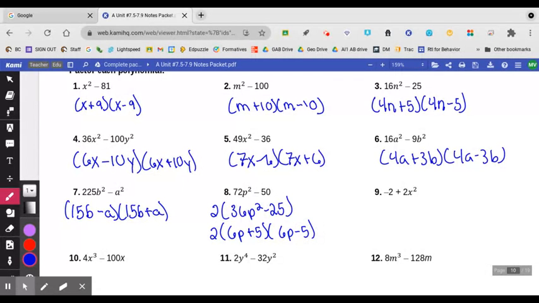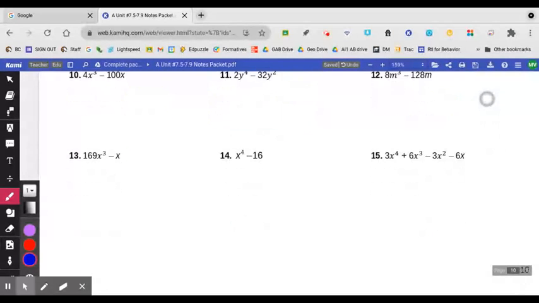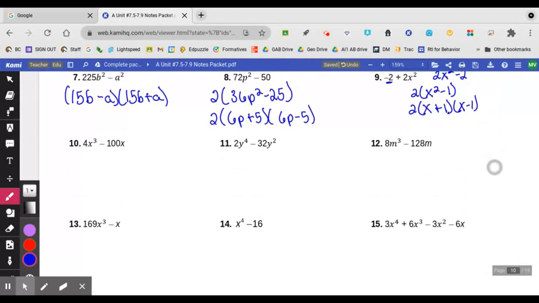Number 9, we have a GCF of 2, and notice that it's not subtracting, but this is minus. So first thing I'm going to do is flip it. So it's 2x squared minus 2. Then I do a GCF of 2. So that's x squared minus 1. Remember, 1 is a perfect square, so that's 2 times x plus 1 times x minus 1. So I want you to pause and do the last 6. Come back and check.